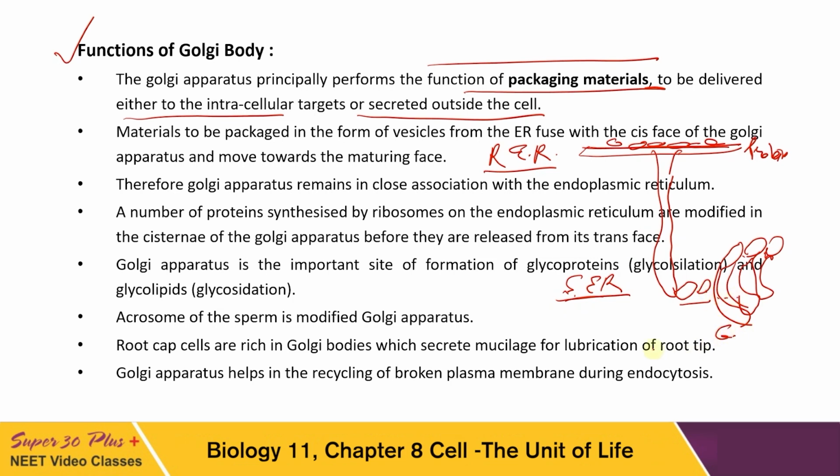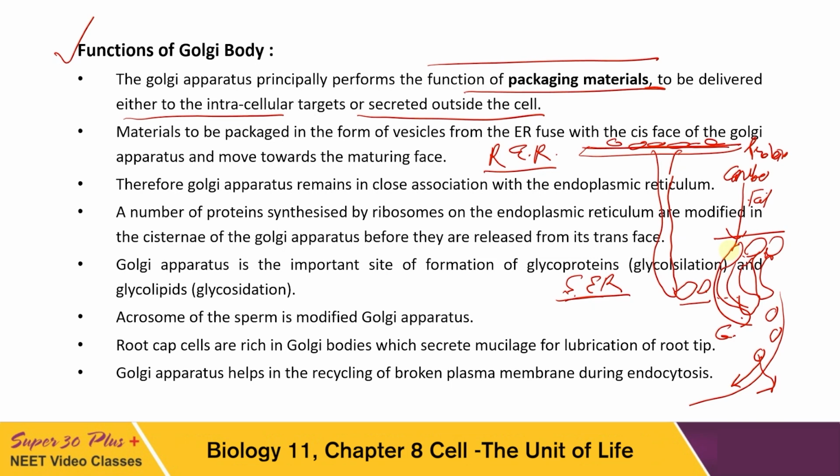It will unite with some other substances, and ultimately that will be pinched off in the form of vesicles. Either these vesicles will be used inside the cell, or they will be secreted outside the cell. So this is the main function of the Golgi body, that is, packing. The substances synthesized at different parts of the cell will be brought to the Golgi bodies. Either the carbohydrates are synthesized here, or the fats are synthesized here. They will also be brought to the Golgi bodies, and the packing of different substances will take place here.